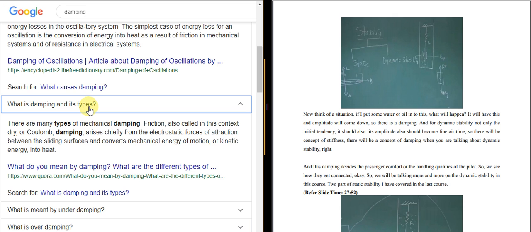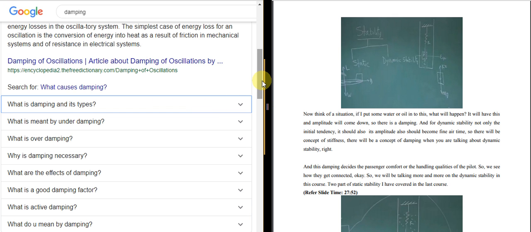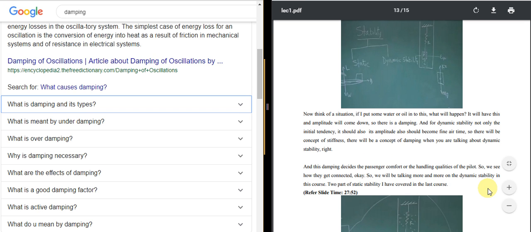So now think of a situation. I've put some water or oil into this. What will happen? The amplitude will come down, so there is damping. And for dynamic stability, not only the initial tendency, its amplitude also should become finite over time. So there will be the concept of stiffness and the concept of damping when you are talking about dynamic stability. This damping decides the passenger comfort or the handling qualities of the pilot. So we see how they get connected. We will be talking more and more on dynamic stability in this course.